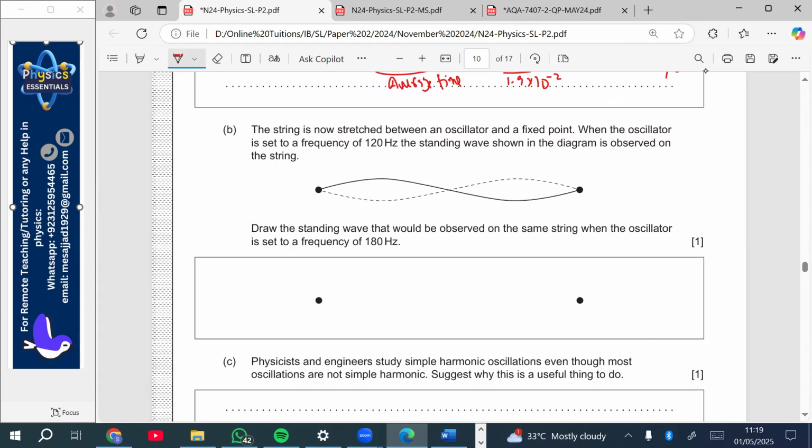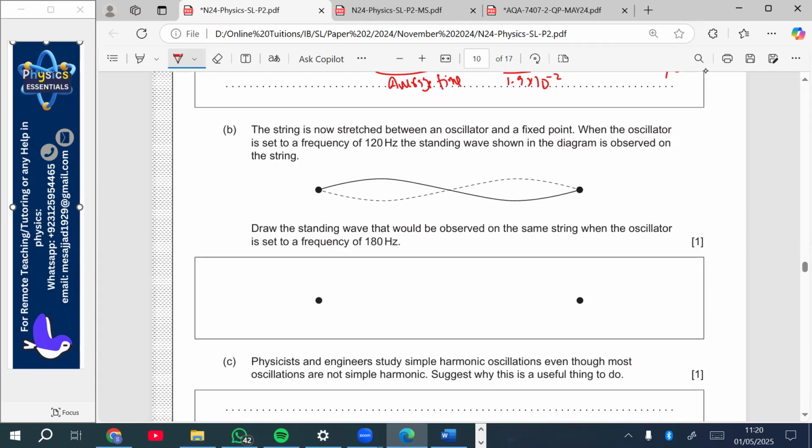Okay, the string is now stretched between an oscillator and a fixed point. When the oscillator is set to a frequency of 120 Hz, the standing wave shown in the diagram is observed on the string. Draw the standing wave that would be observed on the string when the oscillator is set to a frequency of 180 Hz.